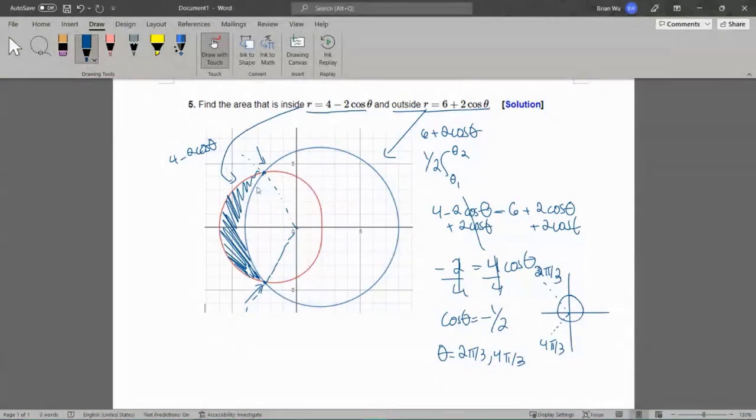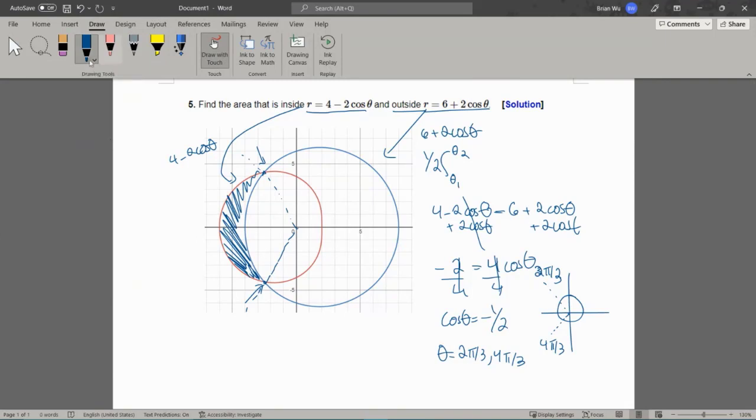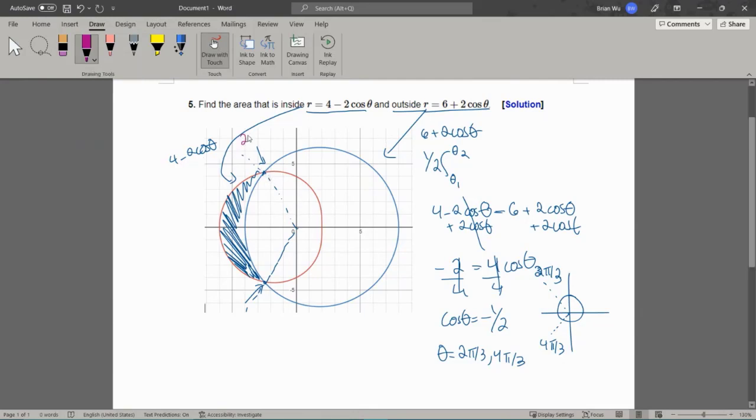Now we need to find which areas we need to subtract from each other in order to get this area only, right? So let me see if I can use a different color. Let's see. If we use purple, right? The area from, let me just mark these down, 2 pi over 3 to 4 pi over 3 for the blue circle would be this purple shade, right? Kind of makes sense, right? So this is that one.